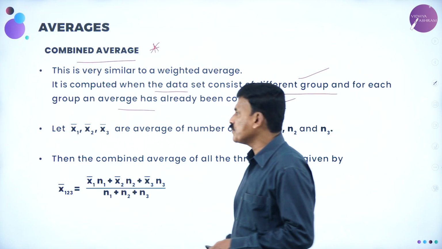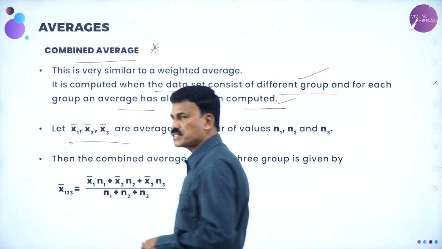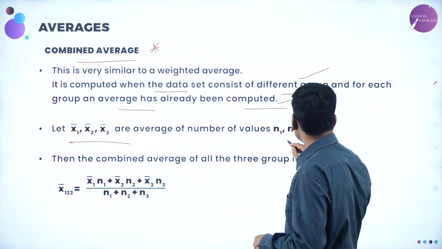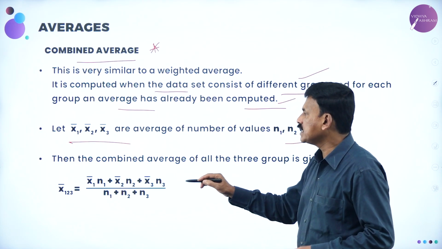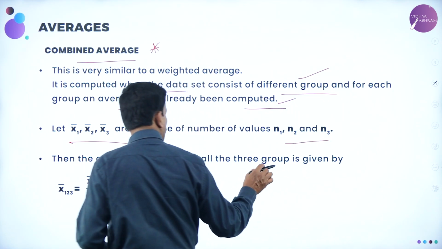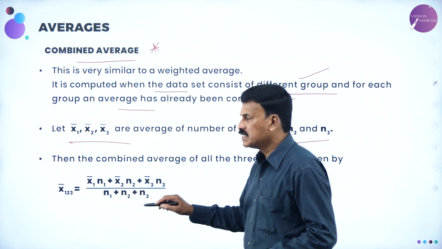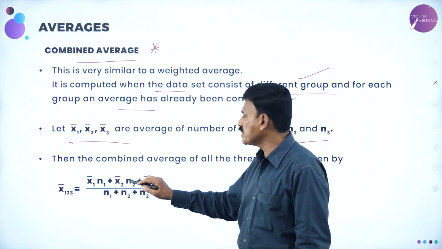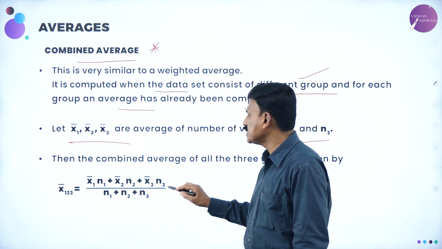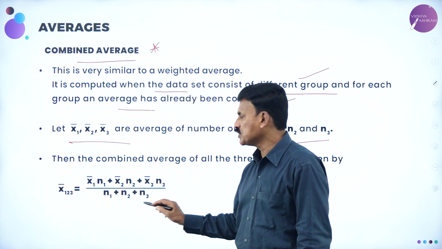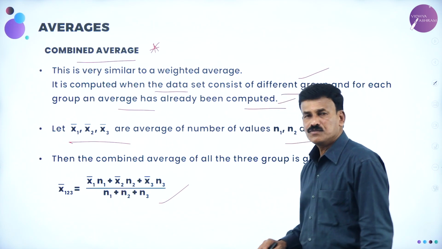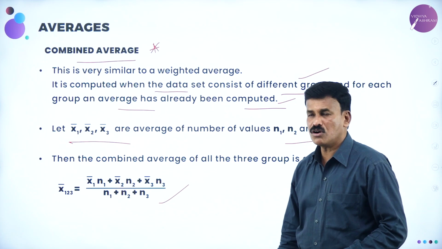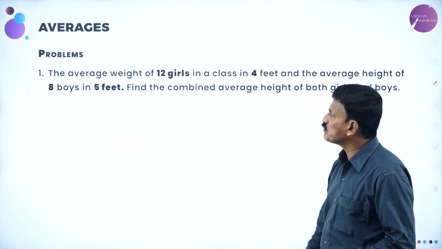Now let us consider, for example, x1 bar, x2 bar, x3 bar, etc. as the averages of n1, n2, n3 number of variables. Then the combined average of all these groups is given by x bar 1, 2, 3 equal to x1 bar n1 plus x2 bar n2 plus x3 bar n3, divided by n1 plus n2 plus n3. Right. This is the formula which we are going to use in case of combined averages. Now move on to a simple problem.